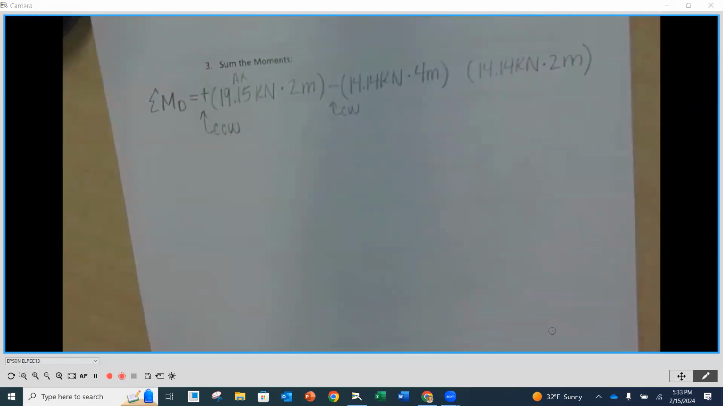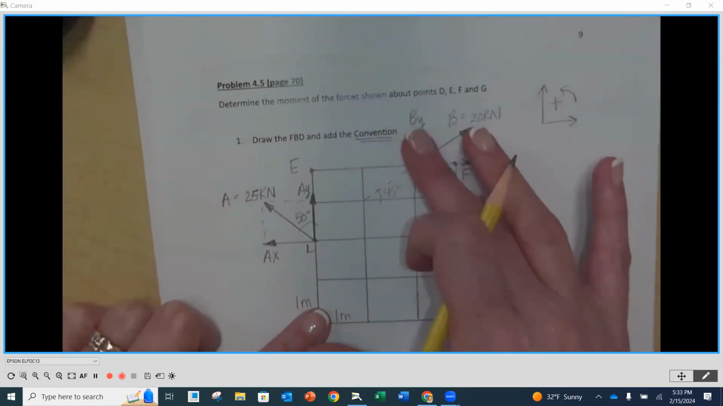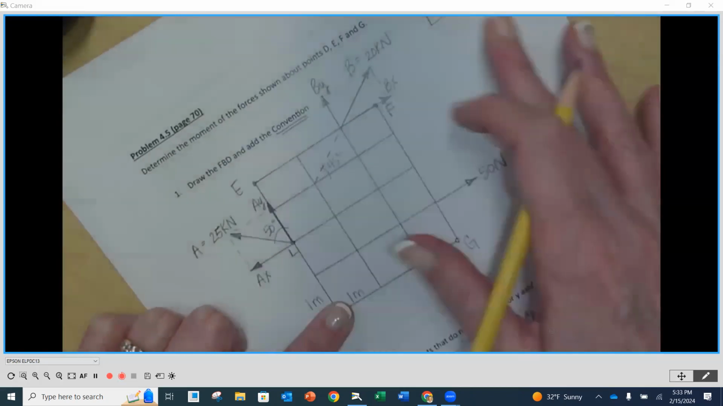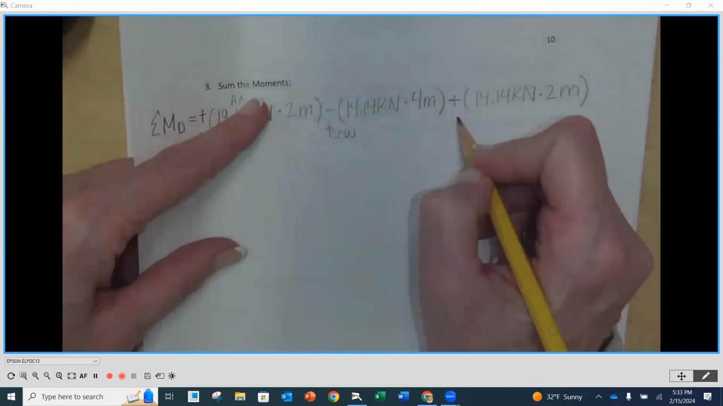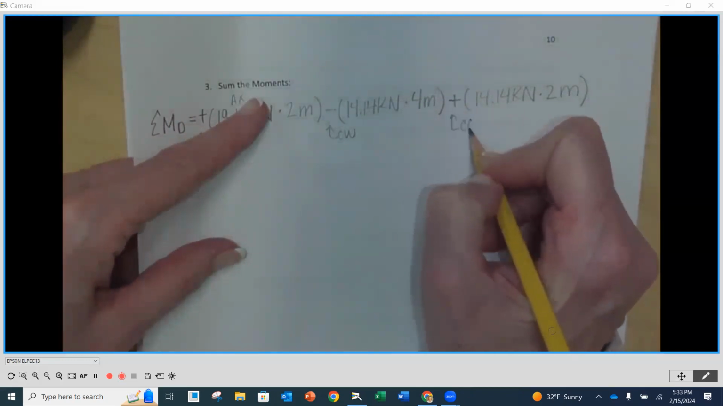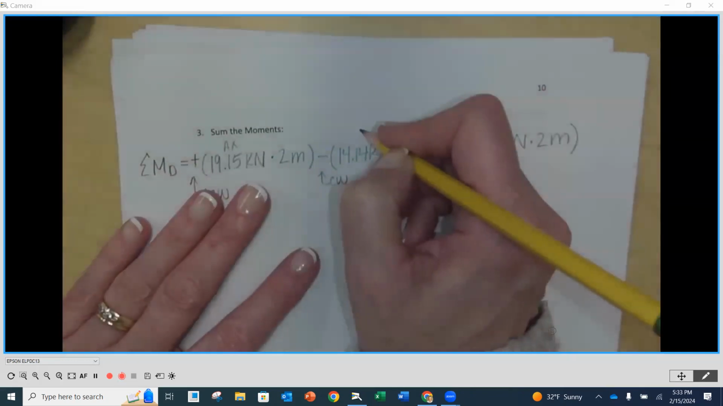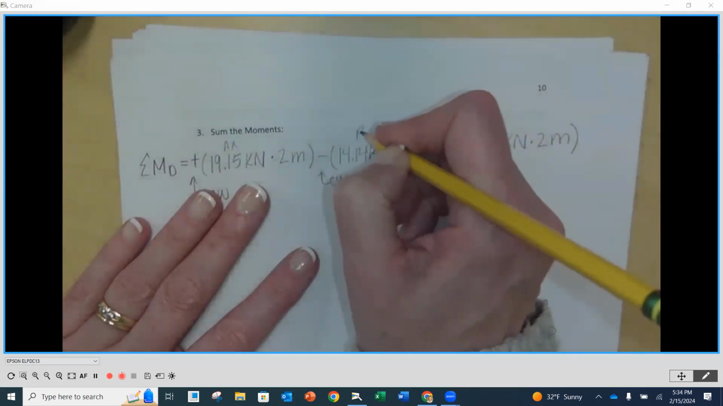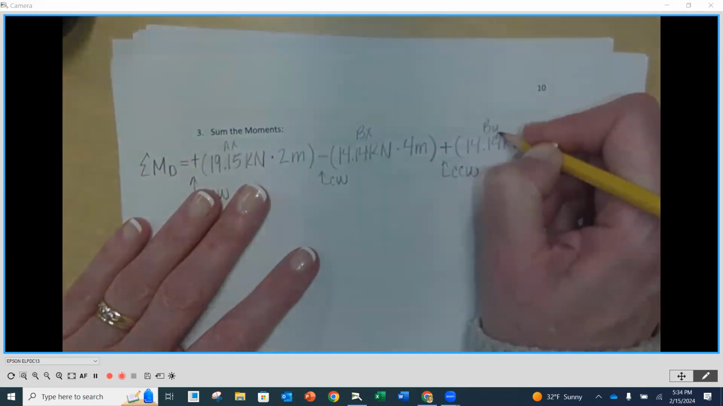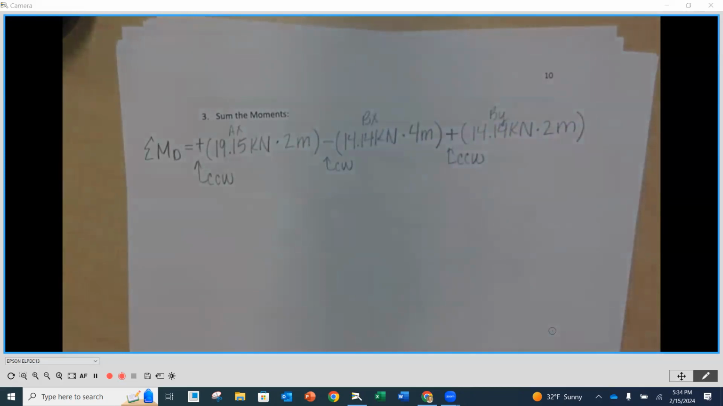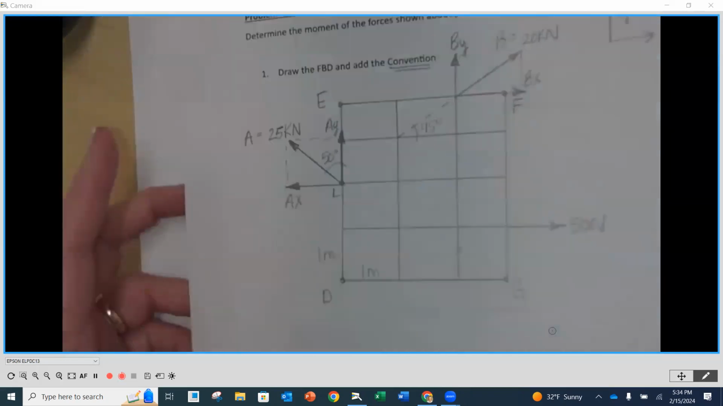And then lastly, before I leave that, I need to put a sign out front. Go back to B, pull, and it's going to be going counterclockwise. So that's going to be positive out front. Okay. So this was BX, this was BY. I'll just give that as a reference. Now I do have one more, so I'm going to have to turn the corner here.